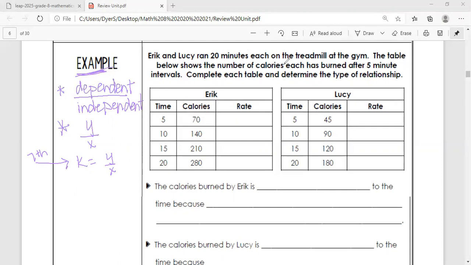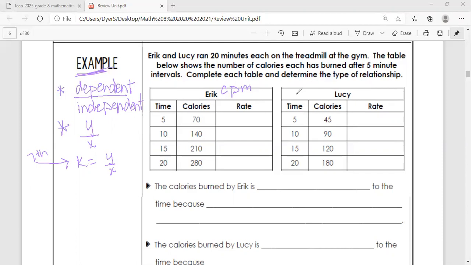All right, so Eric and Lucy ran 20 minutes on the treadmill. The table below shows the number of calories each has burned after 5-minute intervals. Complete the table and determine the type of relationship. The type meaning proportional or non-proportional. That's what we're looking at, okay? And it doesn't tell you specifically, we have to make sure we understand from the problem, calories per minute.